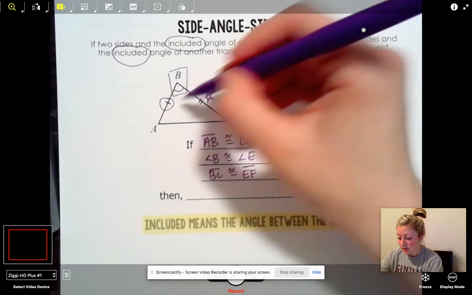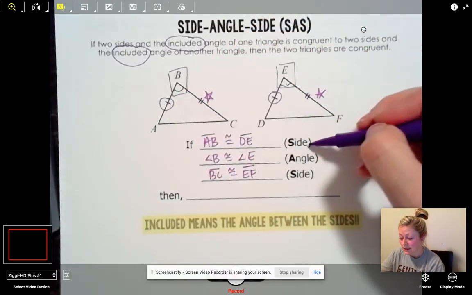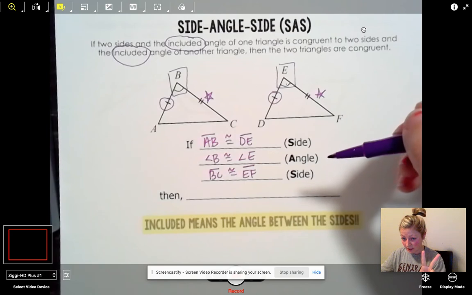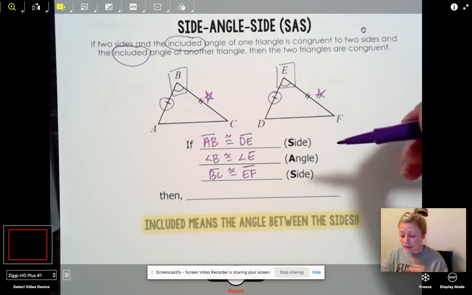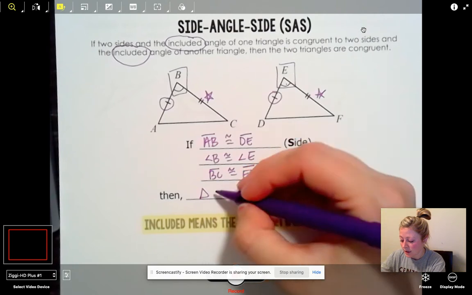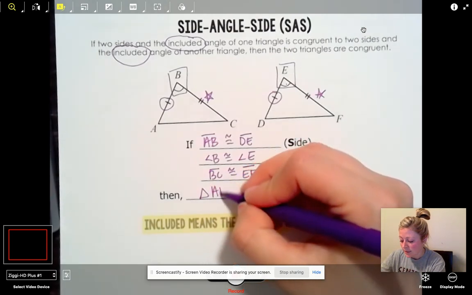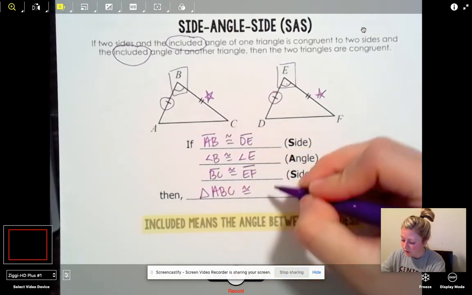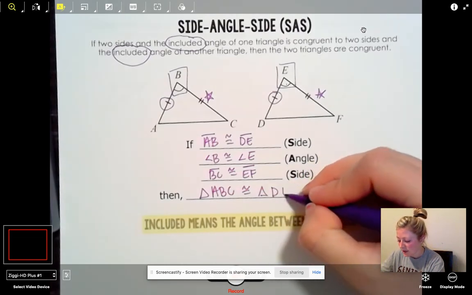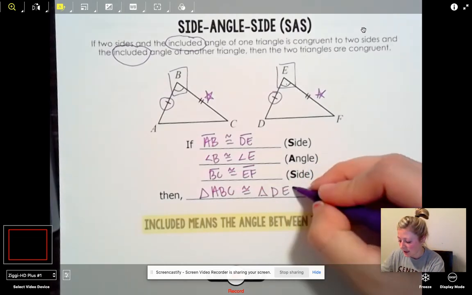So now these two triangles are congruent by side, angle, side. They had two pairs of sides that are congruent, and then their included angle was also congruent. So now we can say triangle ABC, and again we have to match. What matches A? Well, D does, B and E go together, and C and F.